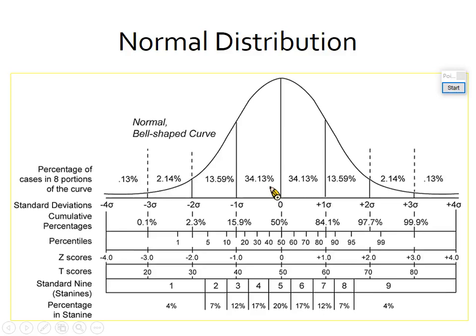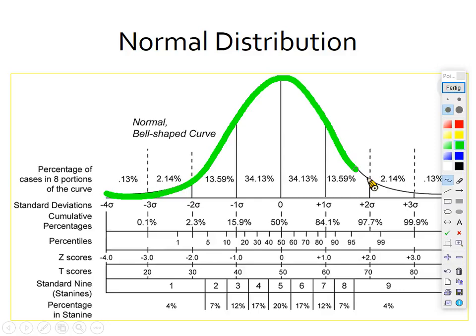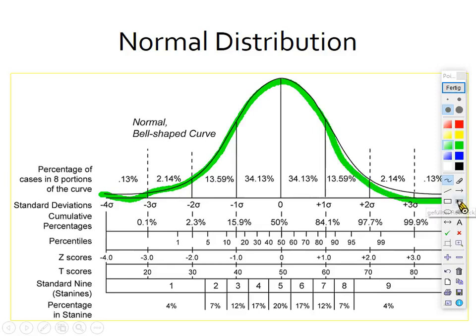Normal distribution. So did you see this one? This is normal distribution, right? And this is the average over here. Normal distribution. And this is the average over here. So let's take a look here. This is zero difference in terms of standard deviation.